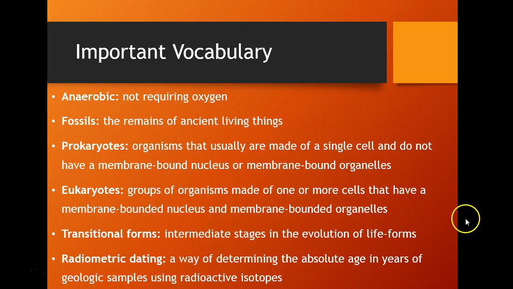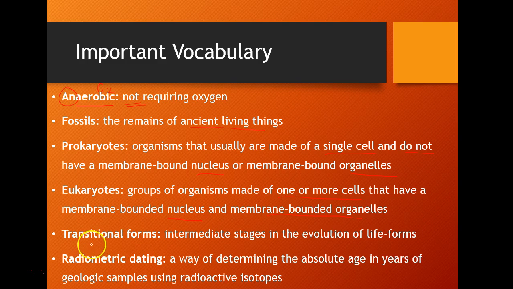Here is some important vocabulary that you should keep in mind. First, anaerobic. Remember, aerobic means oxygen, so anaerobic means not requiring oxygen. Fossils are the remains of ancient living things. Prokaryotes are organisms that are usually made up of a single cell, and they do not have a nucleus or any membrane-bound organelles. Eukaryotes are organisms made up of one or more cells, so they can be multicellular. They have a nucleus as well as membrane-bound organelles.